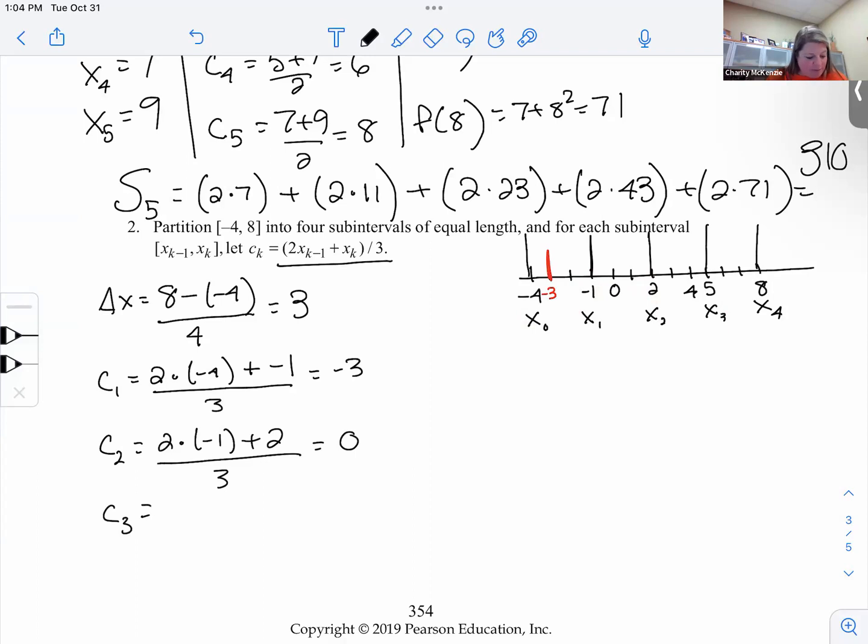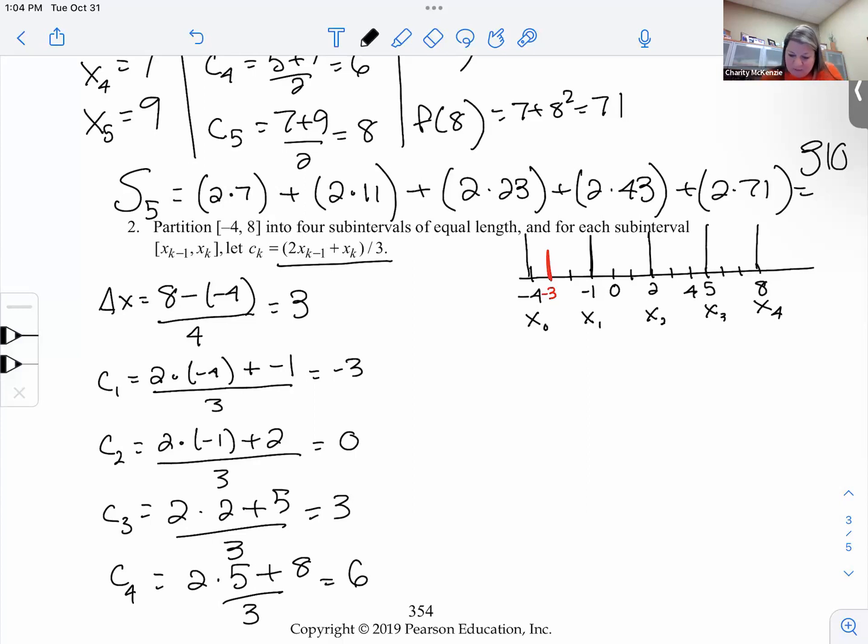And the next one would then be using that 2. So 2 times the 2 plus the next one, 5, and divide that by 3, and that's going to give us 3. C sub 4 is going to be 2 times the 5 plus the 8 divided by 3, which is going to give us 6. So we'll do these all in red. You can see the 0 here, the 3 here, and the 6 here.